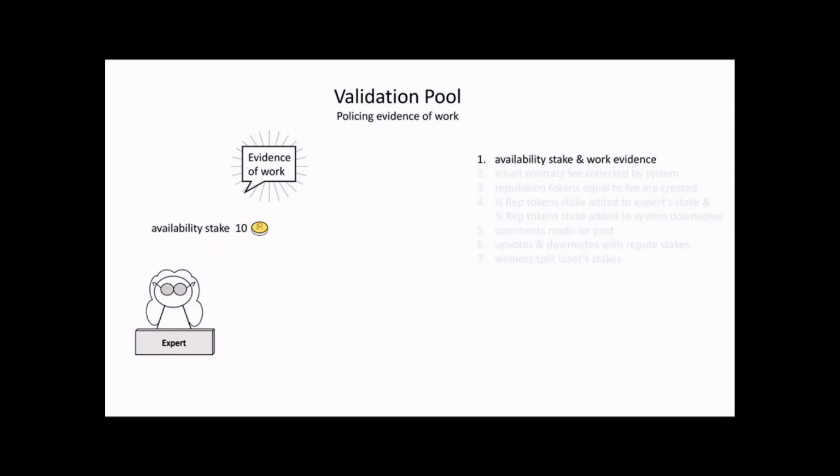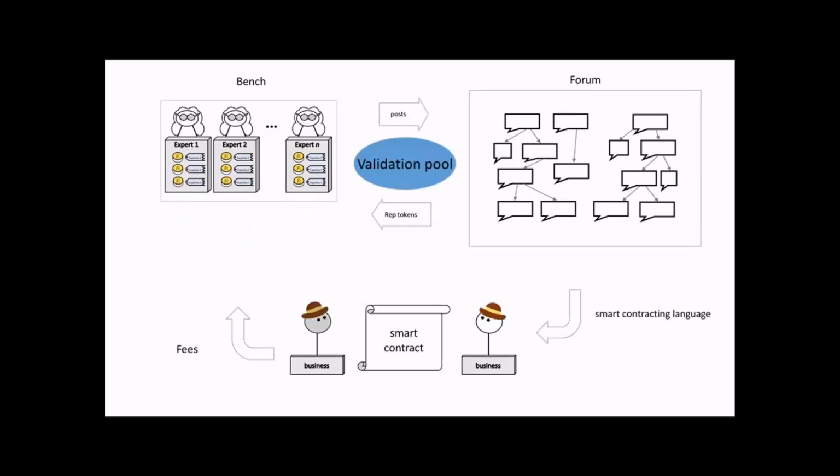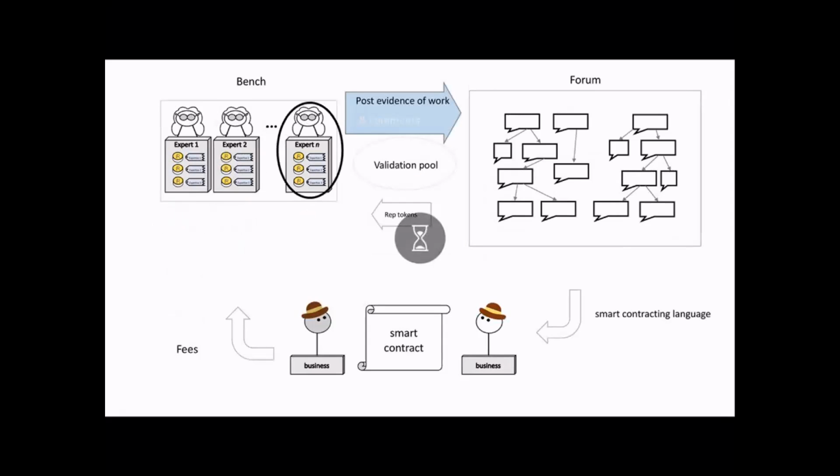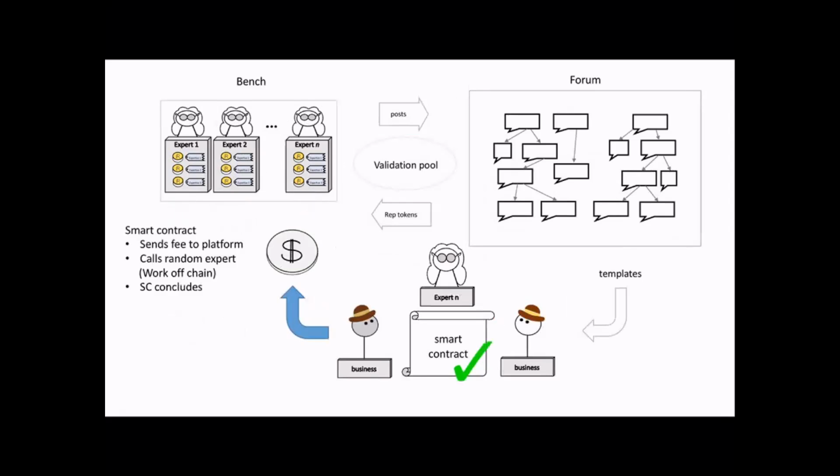Okay. So at that stage, I'll go into that deeper in a second. When the business smart contract calls an expert to do this, the random expert is called based on whether or not they put in availability stakes. So all the experts who want to do a job will engage a smart contract, and they will encumber their reputation tokens to say, yeah, I'll do a job, and if I don't do it right, I'm going to be punished. If I do it right, I'm going to be rewarded with extra reputation tokens at the end.